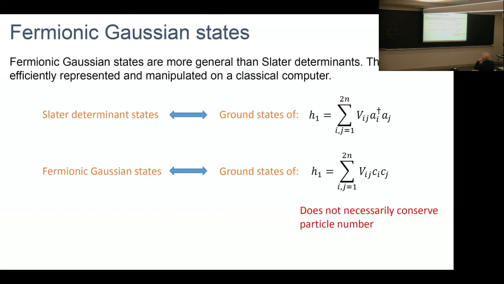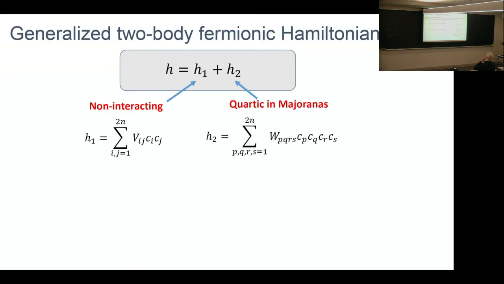Okay. So now let me just set up the problem and then we'll be done. So the Hamiltonian we're going to consider, we have a quadratic piece in the Majorana operators, we have a quartic piece, this describes two-body interactions. This has as its ground state a Fermionic Gaussian state, and we're going to consider optimizing over Fermionic Gaussian states to achieve some approximation to maximum optimization.